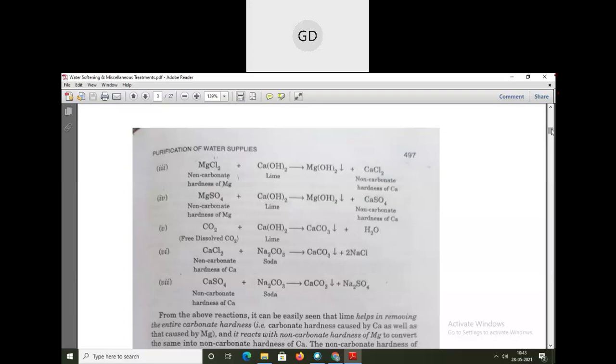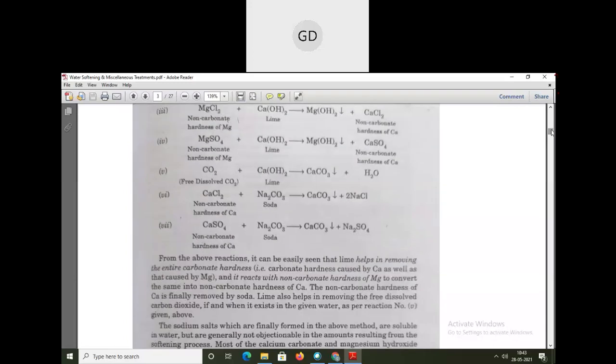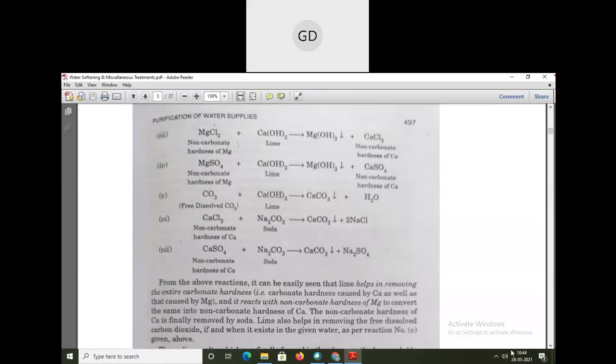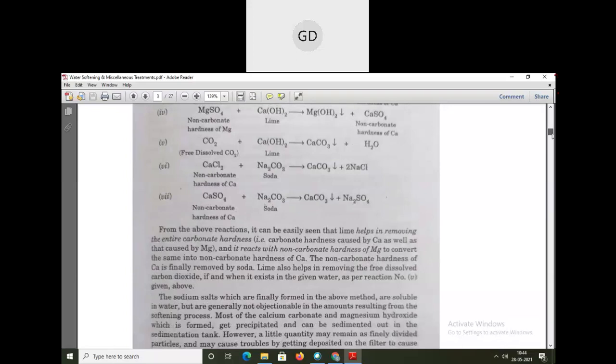From these reactions, you can see that for removing the carbonate hardness caused by the calcium as well as the magnesium present in the hard water, it reacts with the non-carbonate hardness of magnesium to convert the same into the non-carbonate hardness of calcium. So both calcium and magnesium hardness are converted. This non-carbonate hardness of calcium is finally removed by soda, giving the precipitate calcium carbonate. So this is the lime soda process.